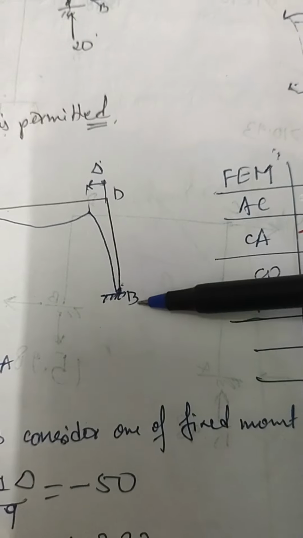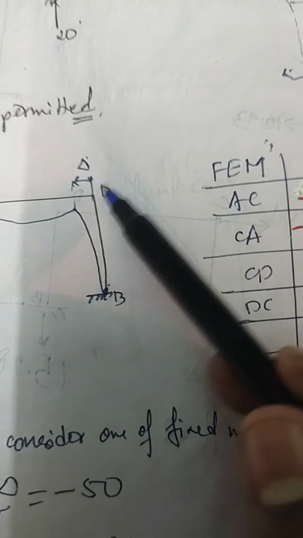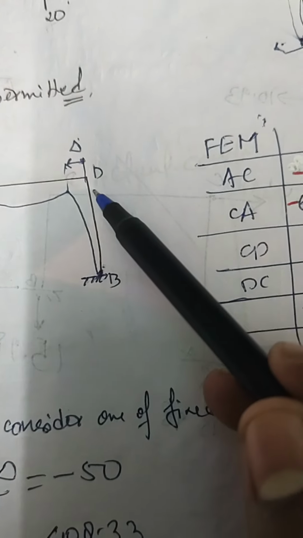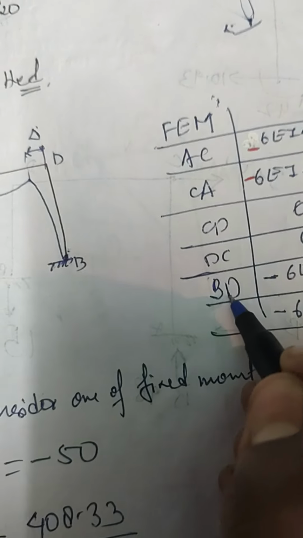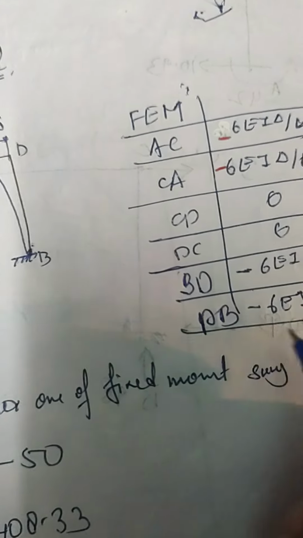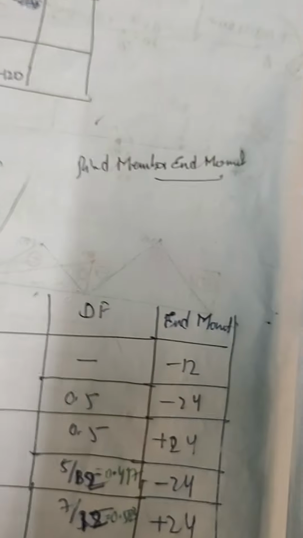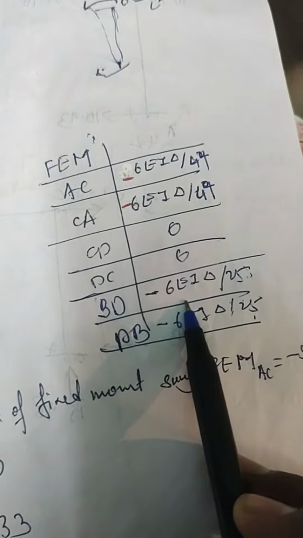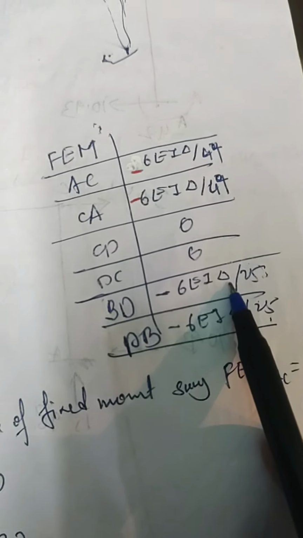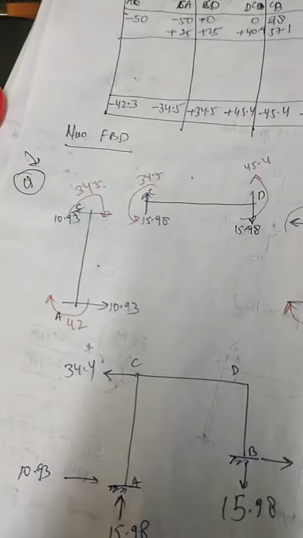Now in this case for BD also it is deflecting in this direction, so our moment should be in this direction. This direction is also clockwise, so for BD and DB it is minus 6EI delta upon 25. It's 5 square because this distance was 5. In this way we have to assign sign for this fixed end moment. So there is no sign for this delta separately. The sign convention is for the total moment, which is anti-clockwise or clockwise.